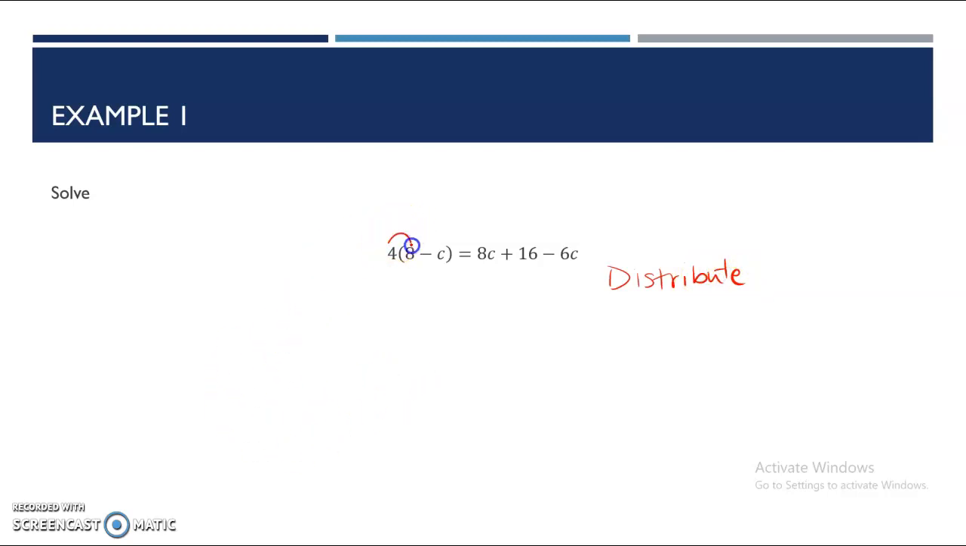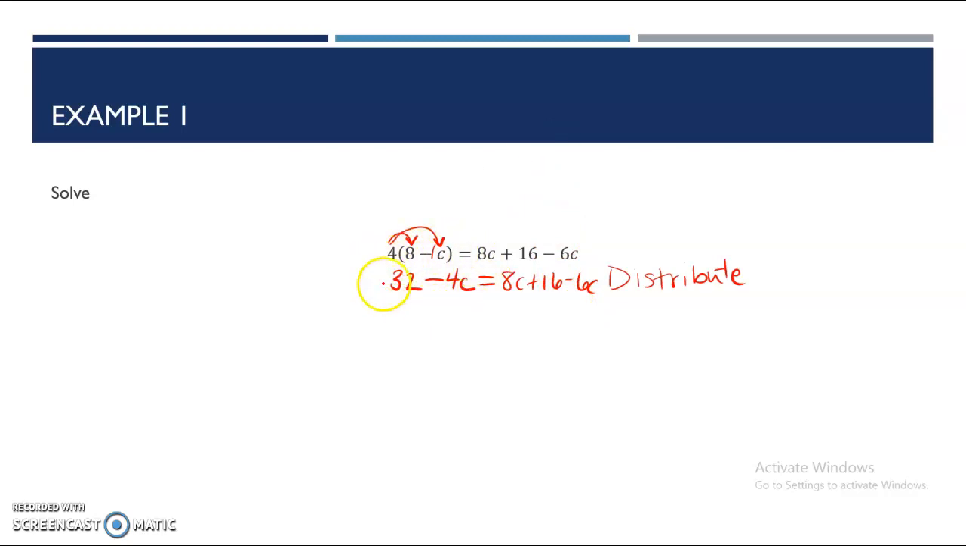So I'm going to take 4 times 8, which is 32. And then, because to distribute means to multiply equally through the parentheses, I'm going to take the 4 times, and remember I think of it as negative c, so 4 times that negative 1c is going to give me a negative 4c. And so now I have on the left-hand side 32 minus 4c, and I'm just going to write equals 8c plus 16 minus 6c.